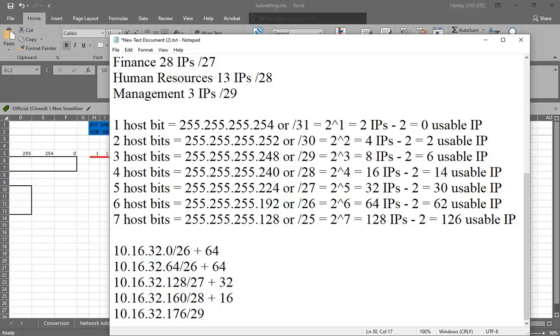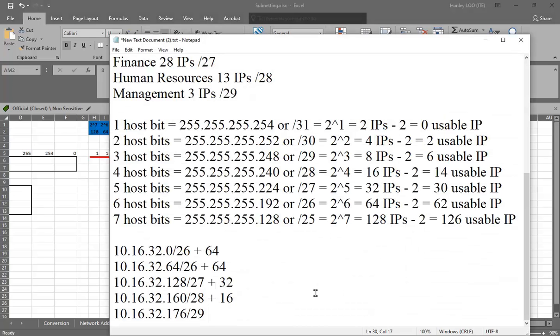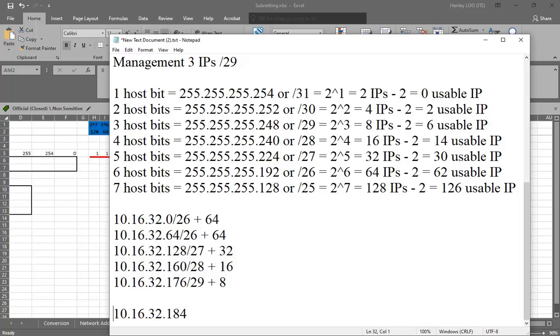And for /29, basically it will be this bit here. It means that in order to get the next group's network address, if there's a requirement, I will need to add 8 to it. So it's plus 8 to get to the next group. 16.32 plus 8 will be 184. But we don't really need the network address for the next group, because we only need the network address for all the different groups.